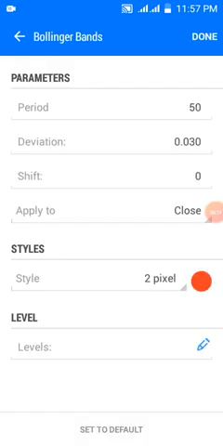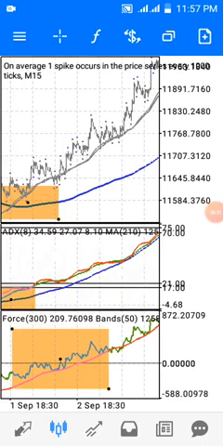Okay, the period is 50. The deviation is 0.030. The shift is 0. It's applied to close, and the color is red. Now let's look at how it works.